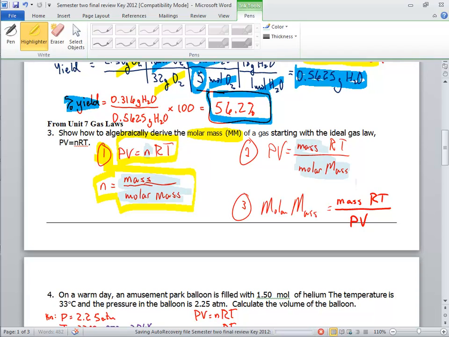And then the third step was just to rearrange that to get molar mass out here by itself, since we were solving this equation for molar mass. So those are the 3 simple steps you can do to show how to derive the equation for molar mass.